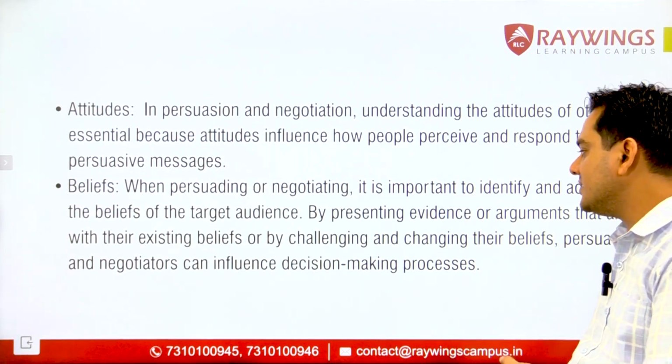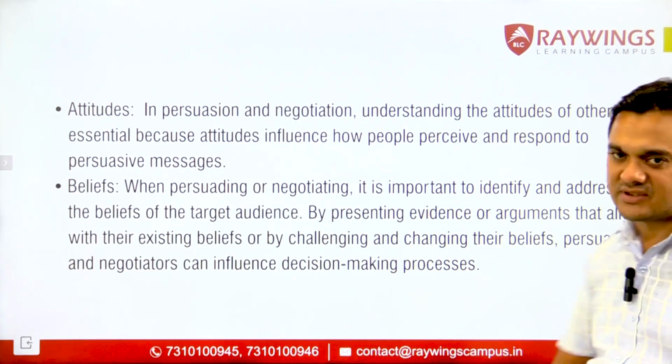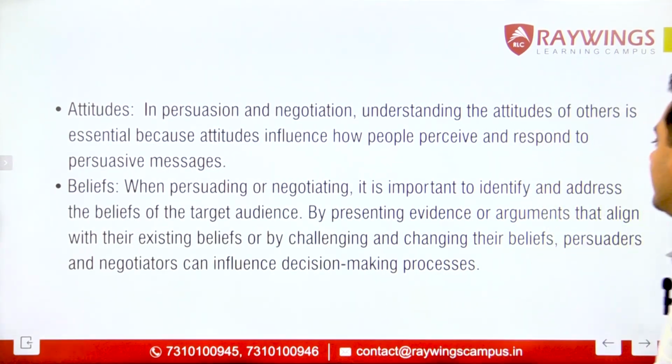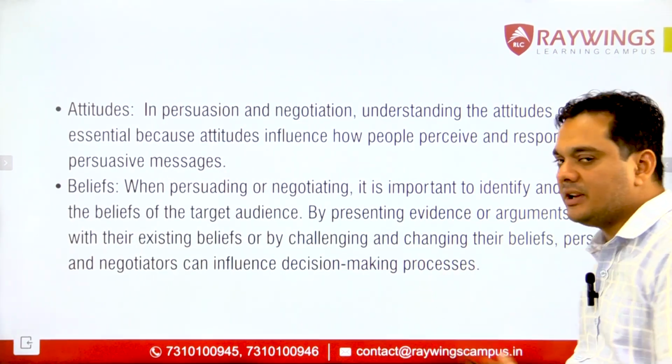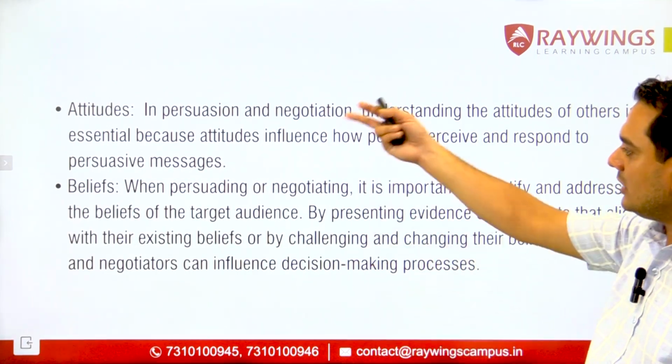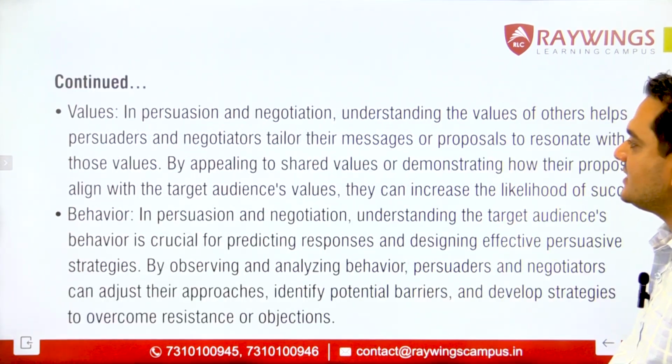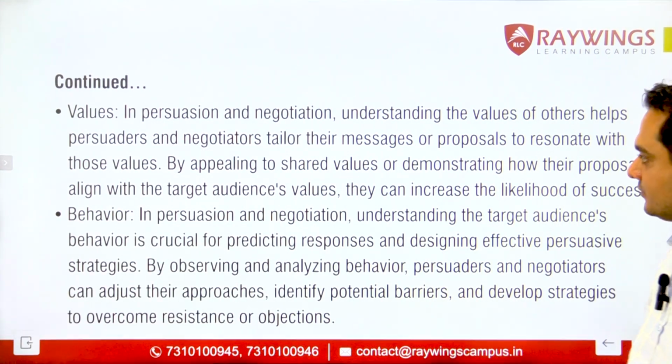Persuaders and negotiators can influence the decision making process. So another way is that you either challenge or change their belief, and only then is it possible to influence the decision making process. So after attitude and beliefs, the next is values.